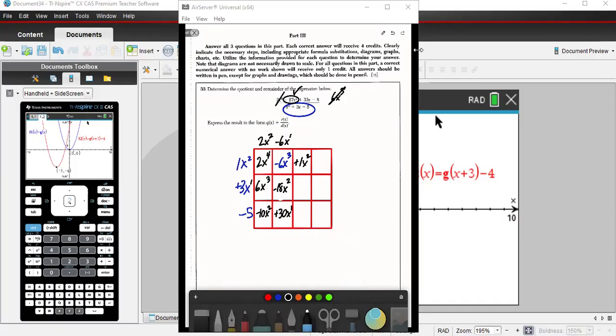All right, so now, same thing. We're going to go through and say, what do I need to multiply? Well, I just multiplied this by a positive 1, which means this is going to be a positive 3x to the first power. This is going to be a negative 5.